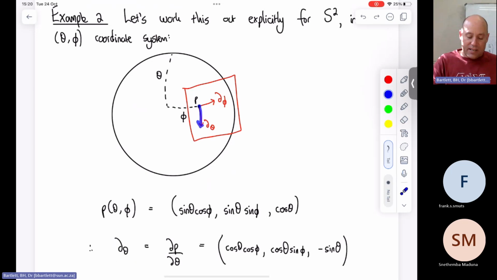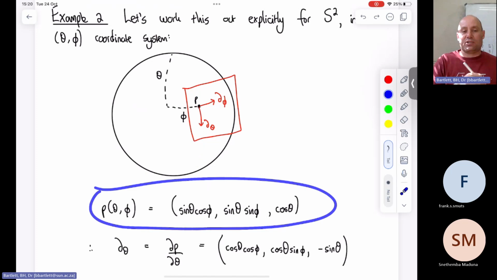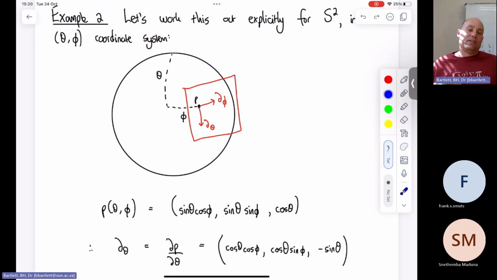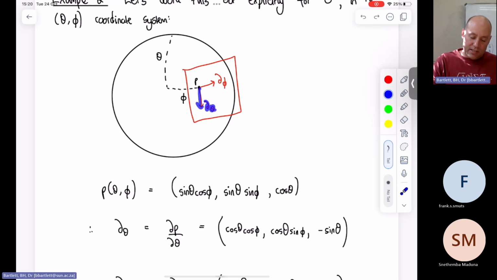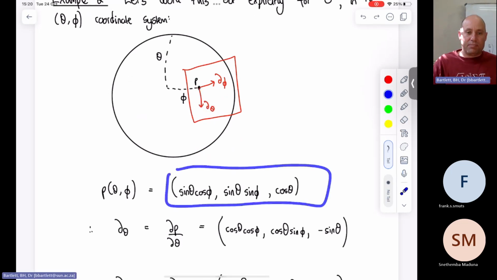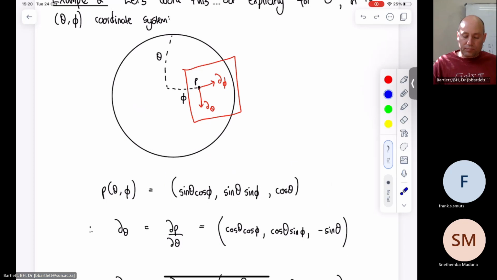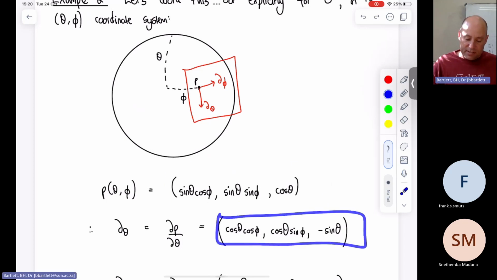So if you think about it, that means when I'm trying to calculate what the vector del theta is, this vector here, I have to take an equivalence class of a curve where we are just changing theta and not changing phi. And then the equivalence class is specified by the derivative of that curve with respect to t, at t equals 0, right? So you might as well just differentiate this parametric function p with respect to theta. In other words, this vector here is literally just the derivative of p with respect to theta, which I can calculate, and I get this.